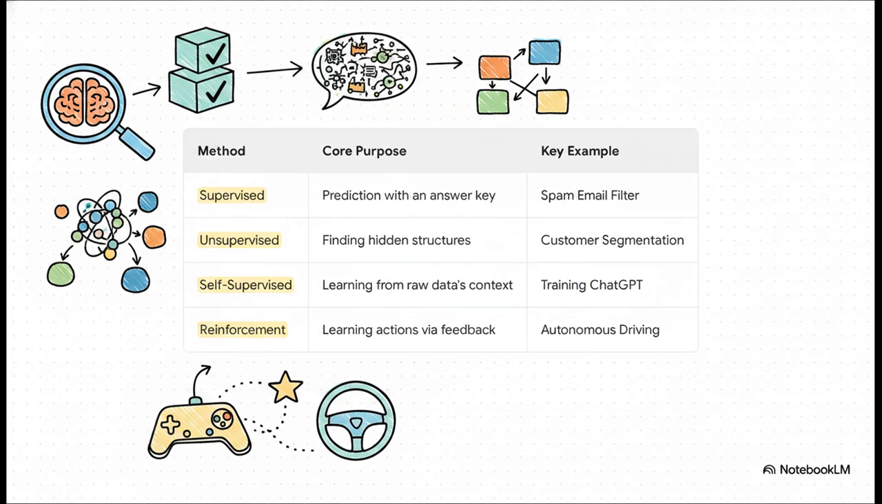Think of this final slide as your ultimate cheat sheet. If you have labeled data and you need to predict something, you use supervised. If you want to find hidden structures in your raw data, go with unsupervised. If you want to train a massive model like ChatGPT, that's a job for self-supervised. And to teach an agent how to master a task through trial and error, you need reinforcement learning.